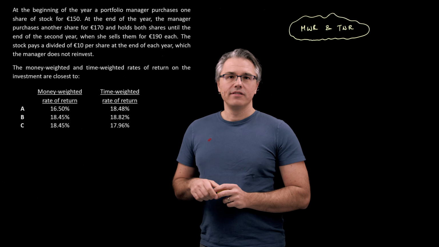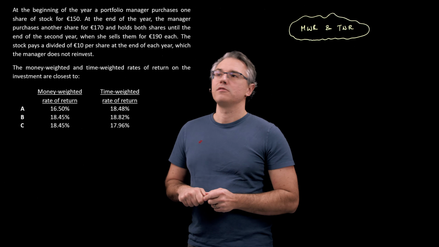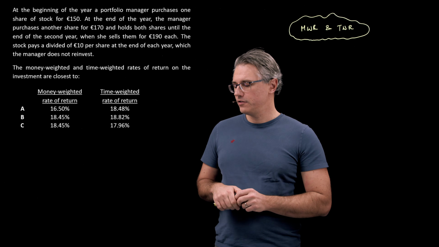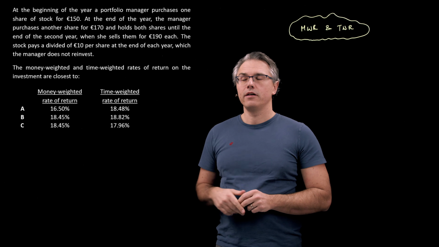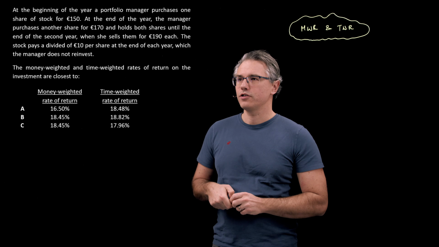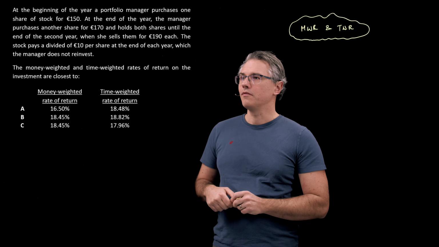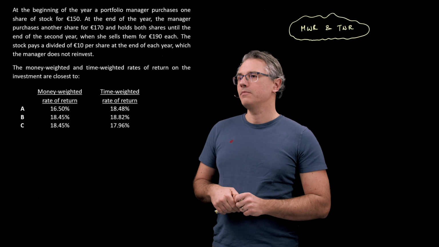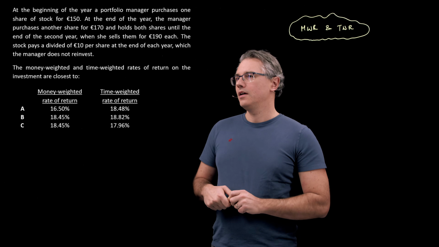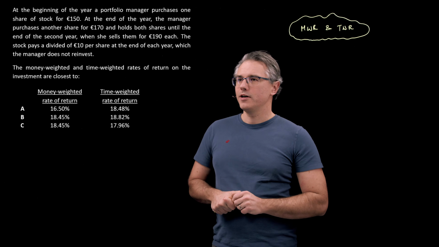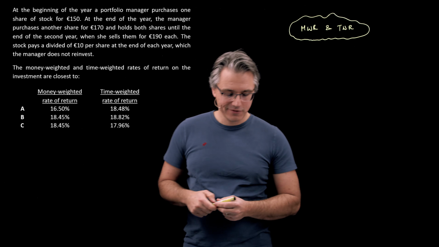So this is the question that I want us to go through. At the beginning of the year, a portfolio manager purchases one share of stock for €150. At the end of the year, the manager purchases another share for 170 and holds both shares until the end of the second year when she sells them for 190 each. The stock pays a dividend of 10 per share at the end of each year, which the manager does not reinvest. The money-weighted and time-weighted rates of return on the investment are closest to, and we've got options for both.